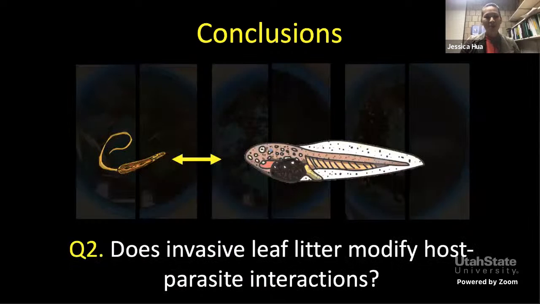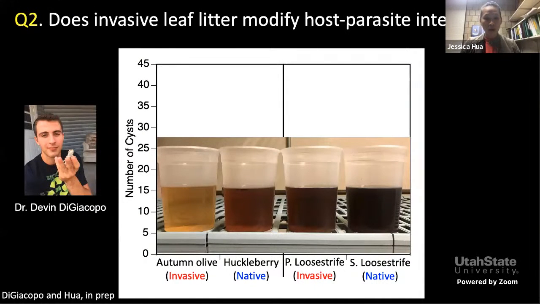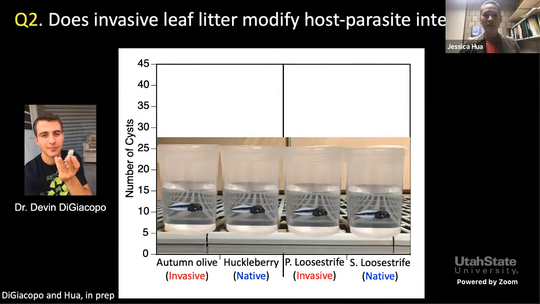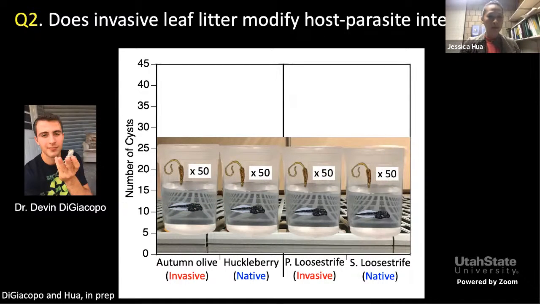So what about host parasite interactions? Does invasive leaf litter modify host parasite interactions? What Devin did was he went out and used 2 pairs of native and invasive leaf litter. And this time working with American toads, he raised these toads in the leachates, and then he moved them to clean water where he exposed the tadpoles to the parasite.